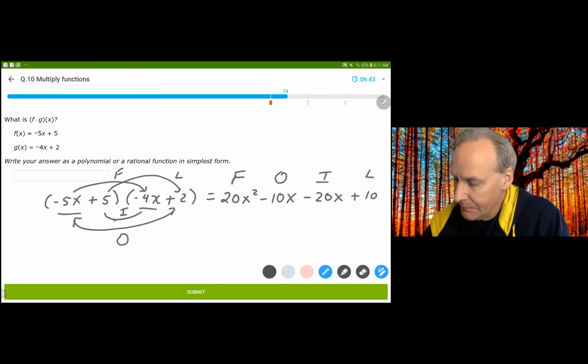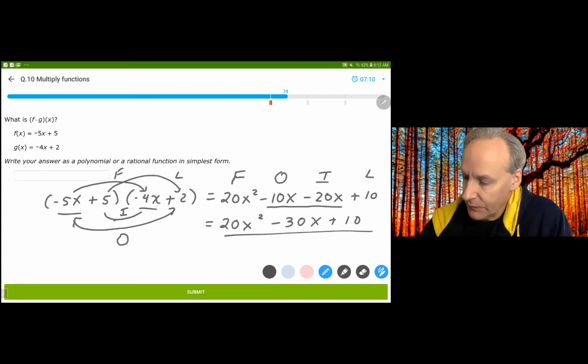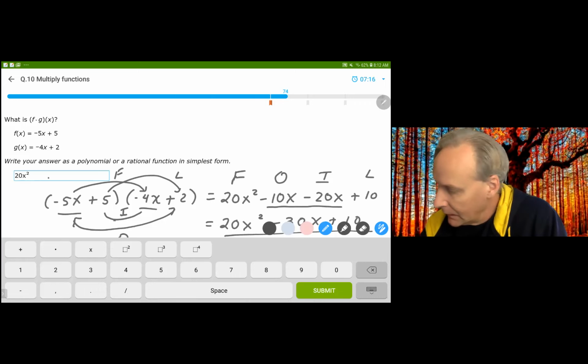And that's the acronym. And we're going to add the terms in the middle. Generally, these pretty much always end up being like terms that you can add together. So I have 20x squared minus 30x plus 10. And I think I'll just leave it at that. Just have to make sure that everything gets multiplied by everything else. This is probably the most common acronym or method that you'll see. So we've got 20x squared, a minus 30x, and a plus 10.